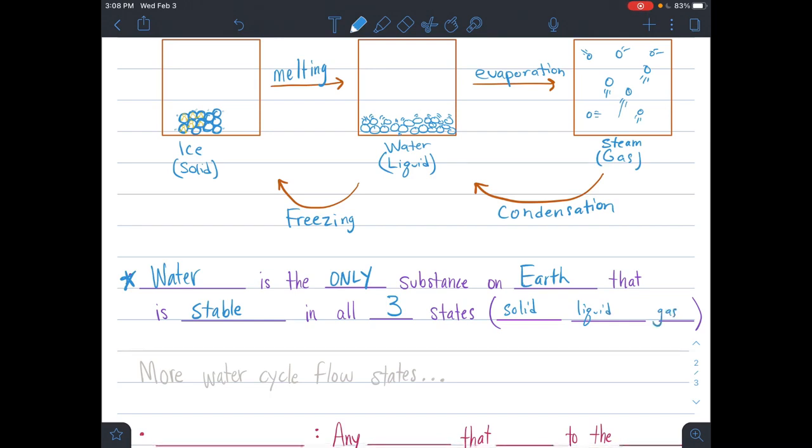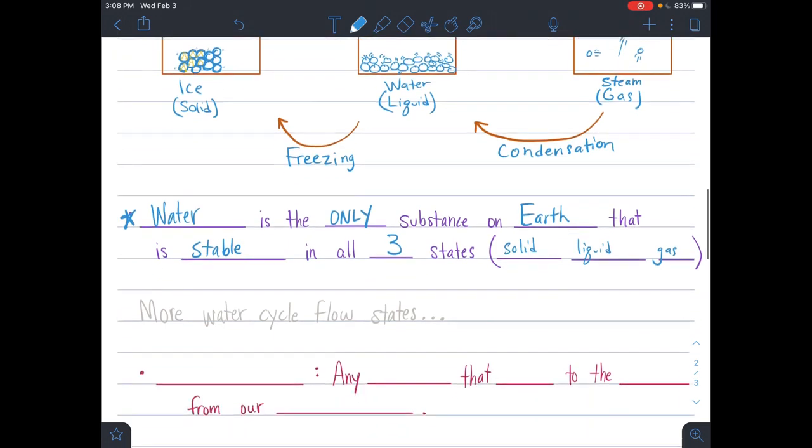Now we find solid water on our planet as ice and snow. We find liquid water in our rivers, streams, and groundwater, and we find gas or vapor water in our atmosphere.